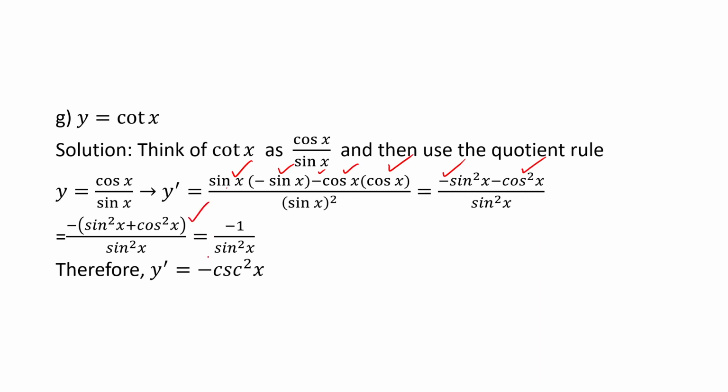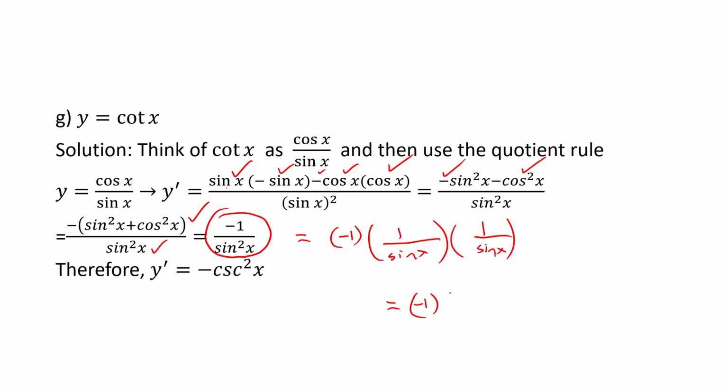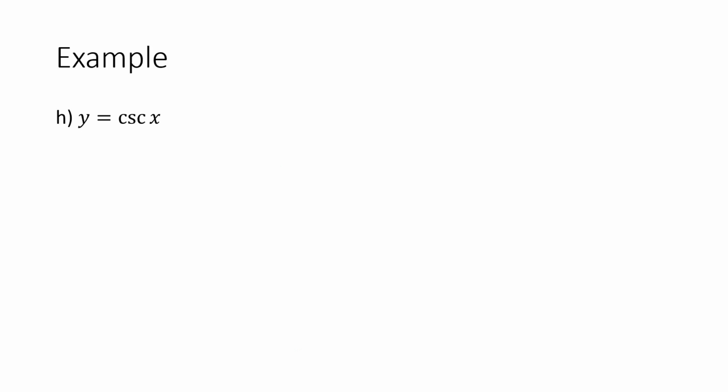Doing that, we get negative times sine squared x plus cos squared x over sine squared x. So that's the same as negative 1 over sine squared x. If we want, we can think of that as negative 1 times 1 over sine x times 1 over sine x. And 1 over sine x is the same as cosecant x. So that would be negative 1 times cosecant x times cosecant x. And that would be the same as negative cosecant squared x, which is what we have right there. So the derivative of cotangent x with respect to x is negative cosecant squared x.